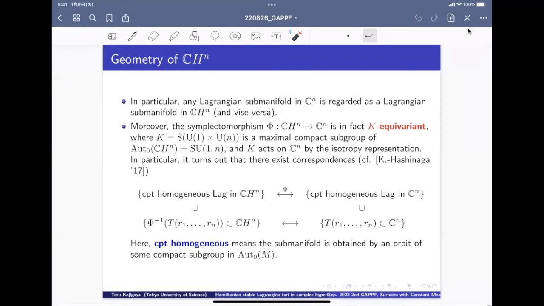In particular, it turns out that there exists a correspondence between compact homogeneous Lagrangian submanifolds in CH^n and compact homogeneous Lagrangian submanifolds in C^n. For example, there is a natural torus action on C^n, and the orbit is a standard torus. Corresponding to this, we have a natural torus action on CH^n and the corresponding Lagrangian torus in CH^n.